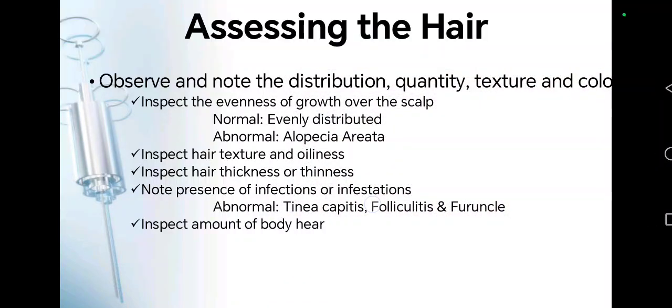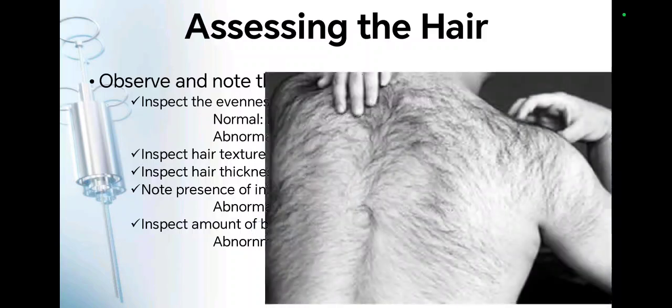And then we have your inspection for the amount of body hair. It's body hair, not hair. Sorry for the typographical error. So, abnormal is hirsutism. There's an increased hair distribution in the body.